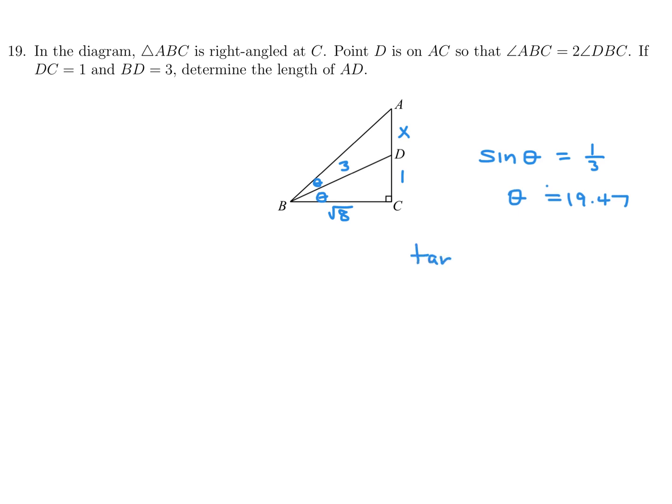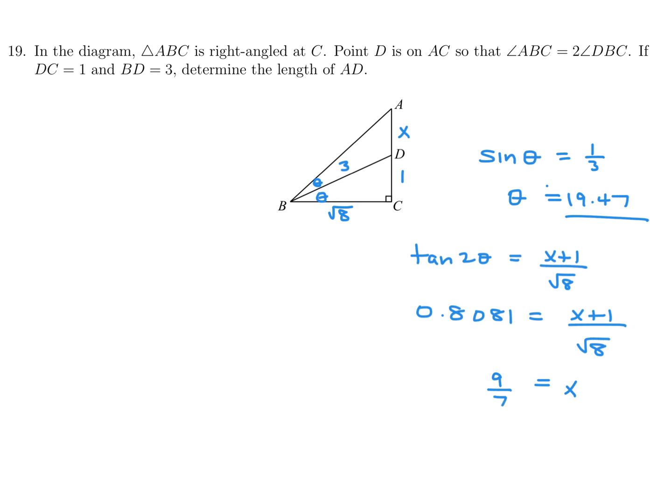So tan of 2 theta would be x plus 1 over that root 8. Yeah, so I can then put it in. Plug that into the tan part, and that's going to be the tan of 2 times that. So the tan of 38 something. And when you do that in your calculator, it's like 0.8, whatever. And then now you just solve for this. And when you solve for that, you will get 9 over 7 as the exact value for AD.